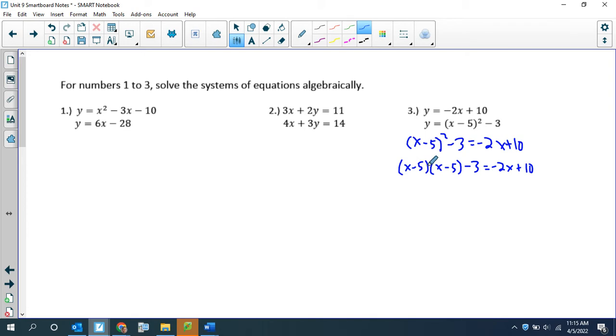So from here, I'm going to have to FOIL this. So first, outside, inside, last. So I'm going to do x times x. That's F, the first terms of each parentheses. O for outside, x times negative 5, so negative 5x. And then negative 5 times x again, so that'd be another negative 5x. And then negative 5 times negative 5 is the L part, which would be plus 25. Everything else stays the same for right now.